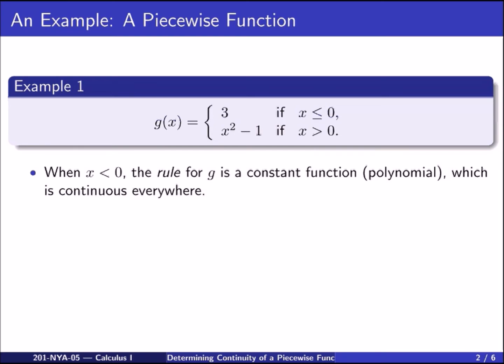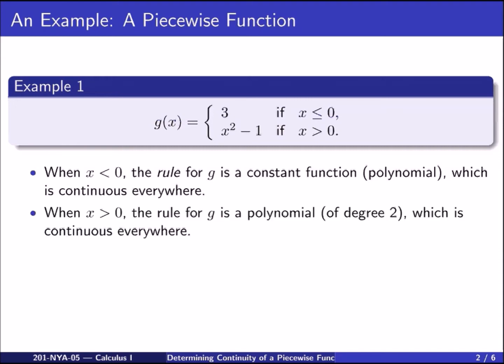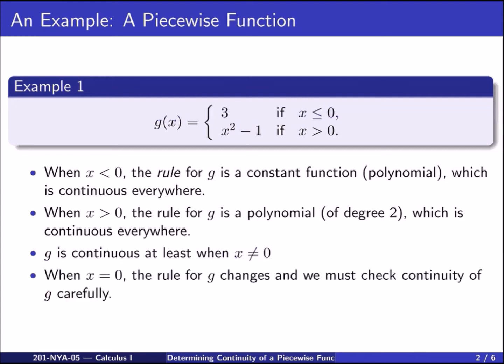When x is larger than 0, g is also a polynomial, and that also means that it is continuous if x is strictly larger than 0. So the problem lies when x equals 0. But for now, we at least know that g is continuous if x is different than 0. So we need to look at the case where x equals 0 specifically.